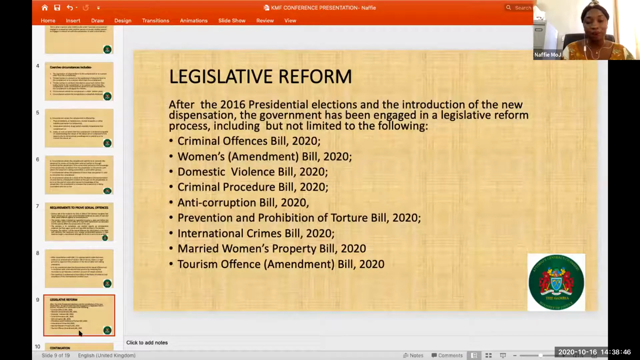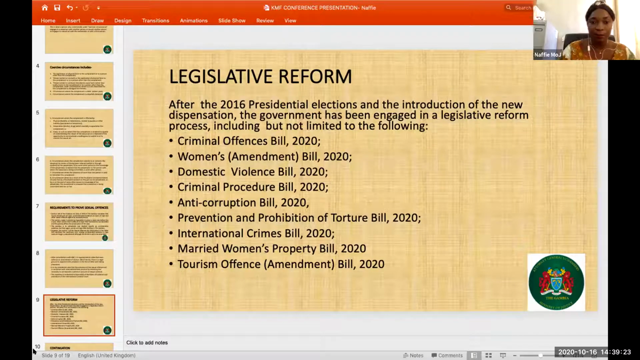Okay, these are the legislative reforms we have so far. Since this new government, we've been doing a lot of reforms, and we've been amending a lot of provisions or acts that are discriminating against women. So we've worked on the Criminal Offences Bill, which is still before the Assembly. We have the Women's Amendment Bill, which deals with different aspects of violations or discriminations towards women. We have the Domestic Violence Bill. We have the Criminal Procedure Bill, the Anti-Corruption Bill. We have the Prevention and Prohibition of Torture Bill as well.